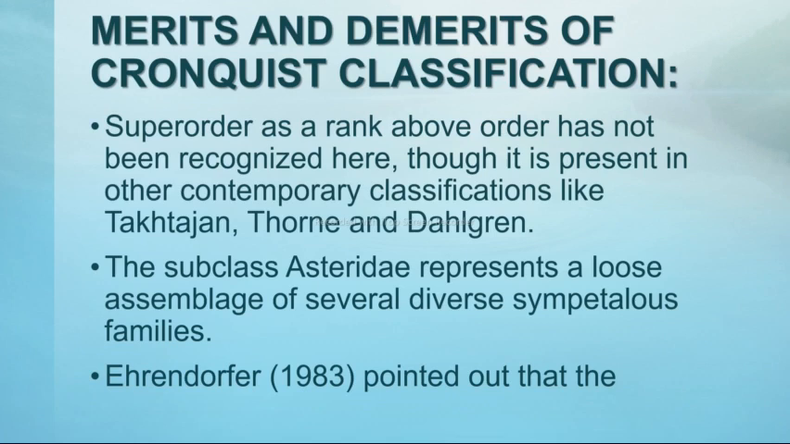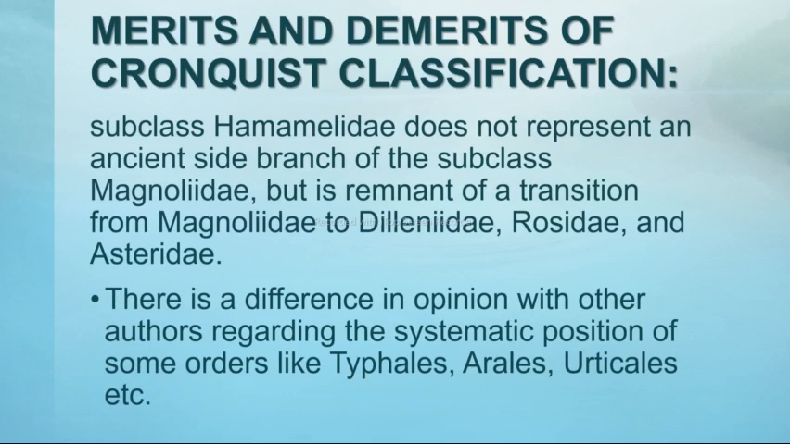The subclass Asteridae represents a loose assemblage of several diverse sympetalous families. And next, Ehrendorfer, 1983, pointed out that the subclass Hamamelidae doesn't represent an ancient side branch of the subclass Magnoliidae, but it is a remnant of a transition from Magnoliidae to the Dilleniidae, Rosidae, and the Asteridae. There is a difference in opinion with other authors regarding the systematic position of some orders like the Typhales, Arales, and Urticales, etc.